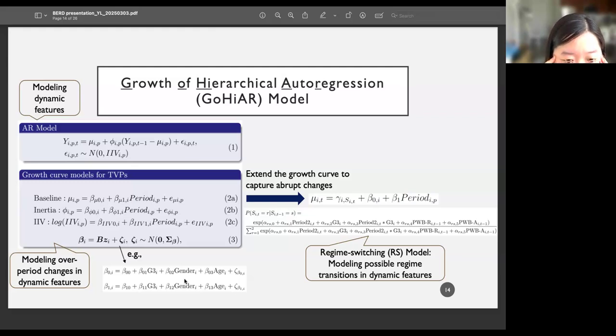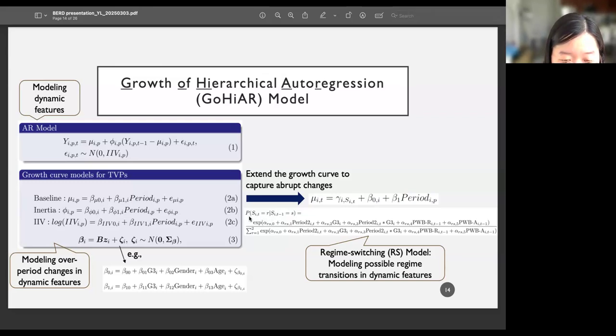And then besides that, if people are also interested in capturing abrupt changes or possible regime transitions in the dynamic features, you can also extend the growth curve model to capture those abrupt changes. Basically, we add a term gamma in this equation to capture the sudden shifts. And here, the value of gamma varies depending on the regime indicator S, which was modeled as a latent variable in our approach.